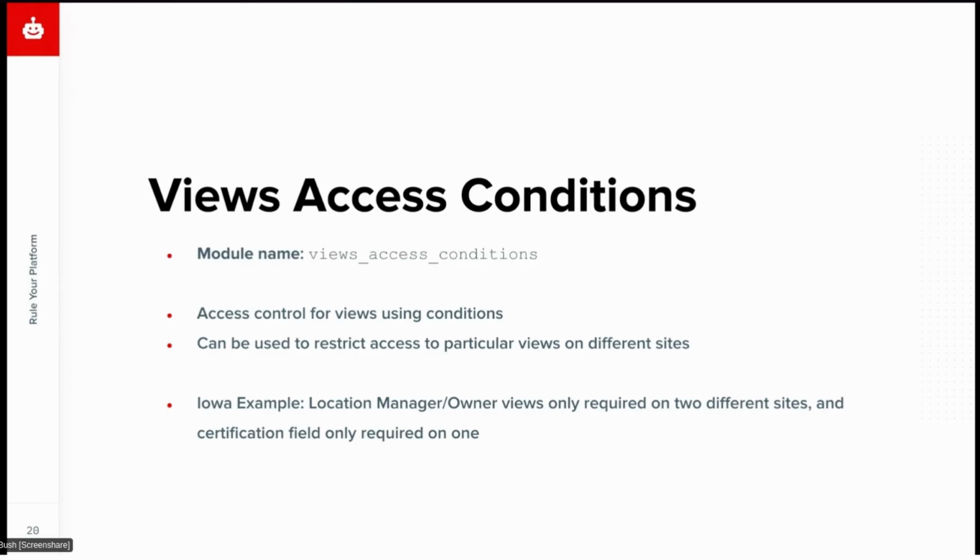And then views access conditions. We built a lot of modules and we contributed them all back, so they can be used by other people. Views access conditions is exactly what it sounds like: you can restrict access to views based on these conditions. The example from the Iowa platform was that we had location manager and owner views. As a user, I can log in and manage my own location, and those views are not available to any of the other sites because they don't have that sort of functionality or requirements.